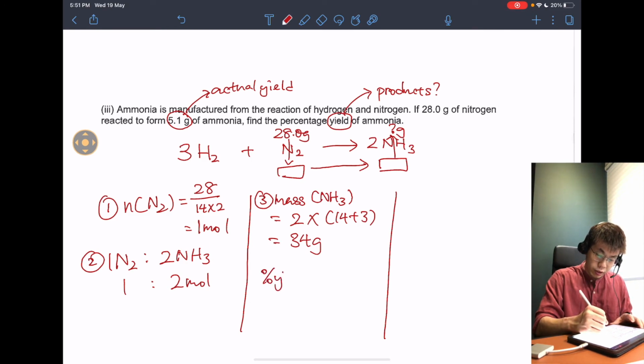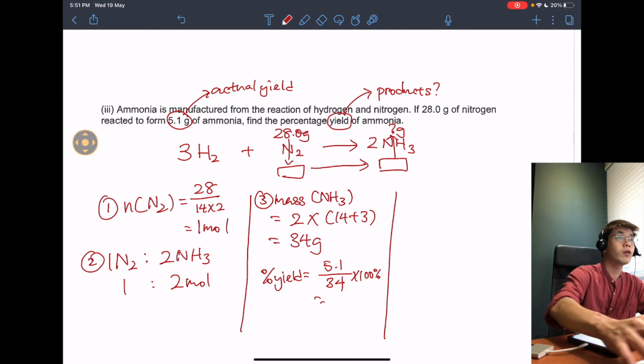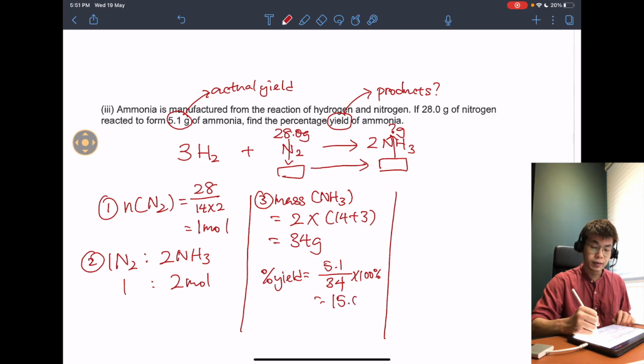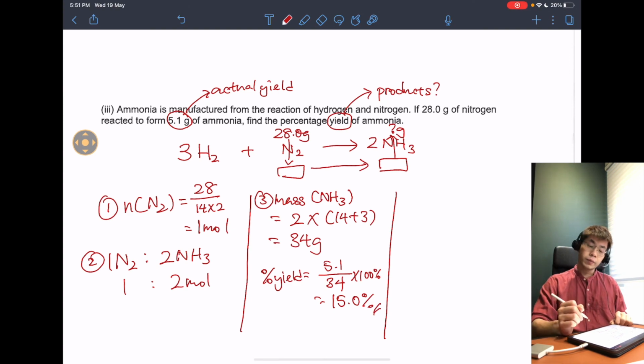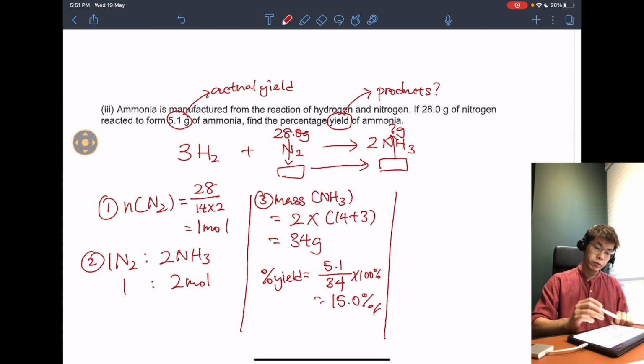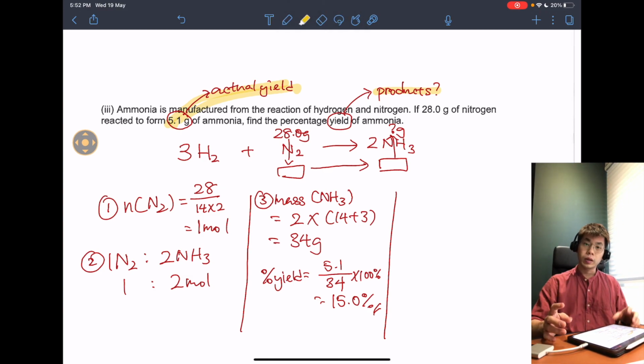So my percentage yield is equal to 5.1 divided by 34 times 100%. So 5.1 divided by 34 is 15% yield. Now this is what we call the Haber process, and usually the yield is quite low, so this is a realistic number. Again, what we must take note of is that percentage yield refers to products, and the number that they give you here is the actual yield. Alright, so I hope that has been useful, and hope you can understand this.